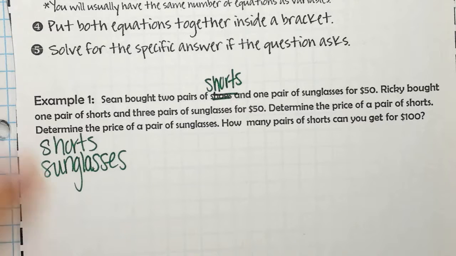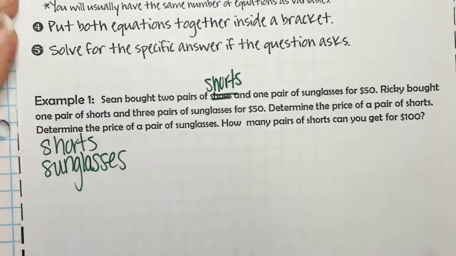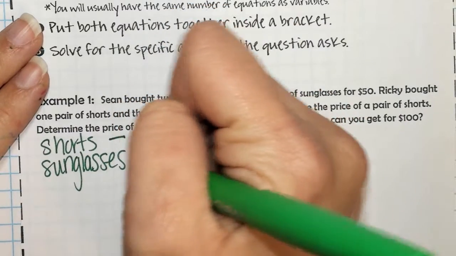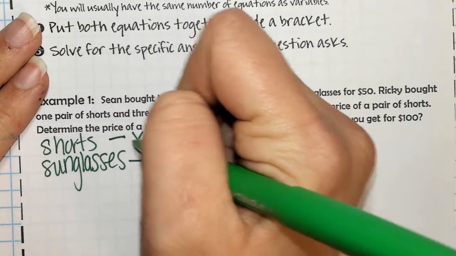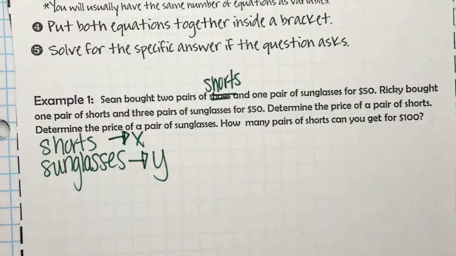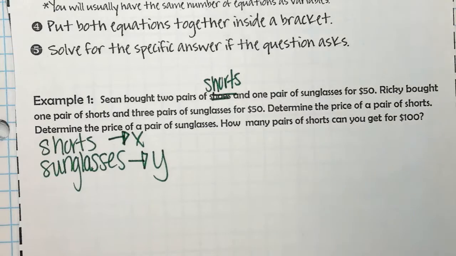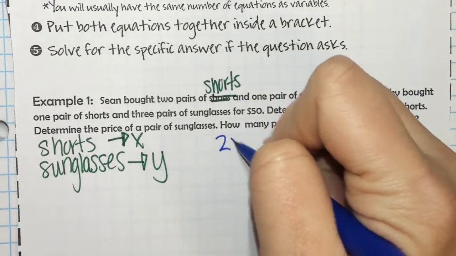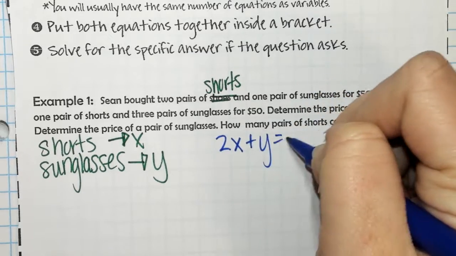Okay. Alright, so we need to assign each of these a variable. We're going to call shorts x and our sunglasses y. Now, based on the information that they gave us, we're going to have 2 different equations. We're going to have an equation for what Sean bought and for what Ricky bought. What did Sean buy? 2 pairs of shorts and 1 pair of sunglasses. How could we write that as an equation? 2x plus y equals 50.